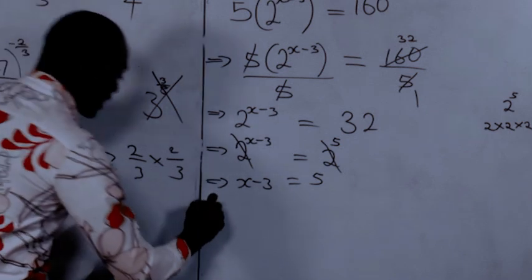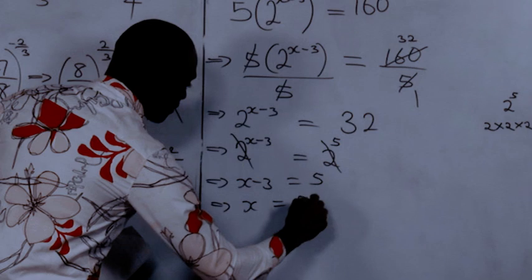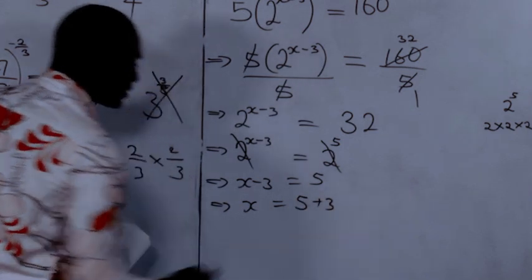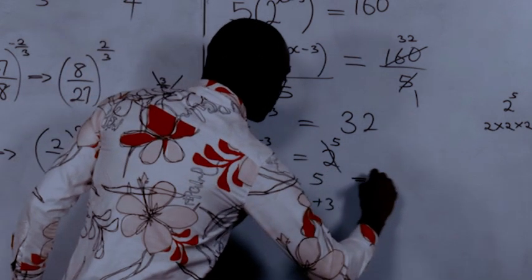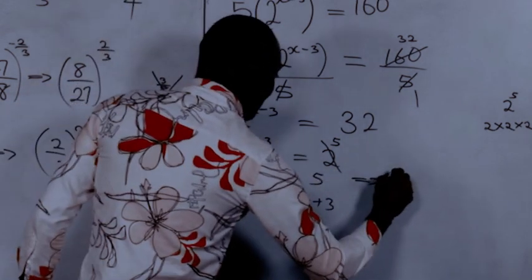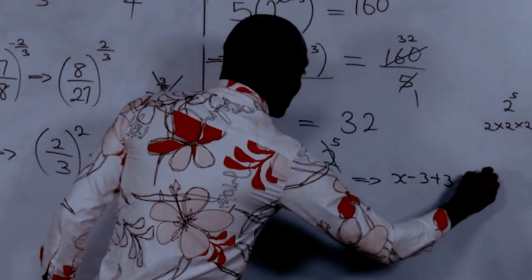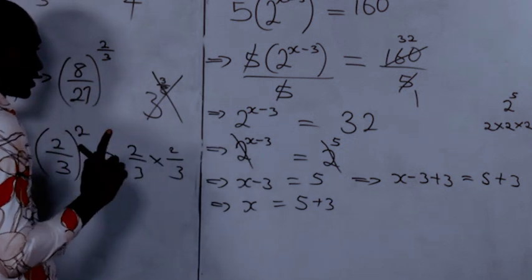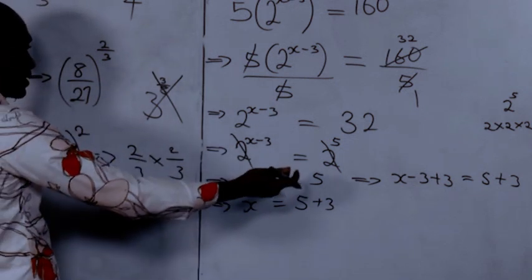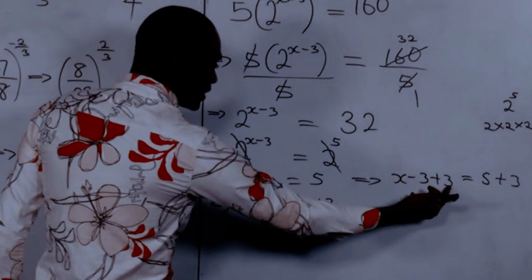Adding 3 to both sides, this will give us x equals 5 plus 3. What I got here, I will explain it here. This means x minus 3 plus 3 equals 5 plus 3. Okay, don't forget that I mentioned the other time that you add 3 to both sides. This is it. I added 3 to this side.